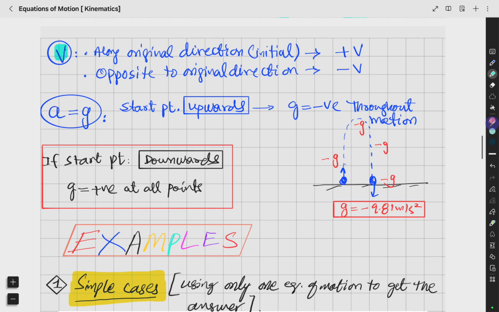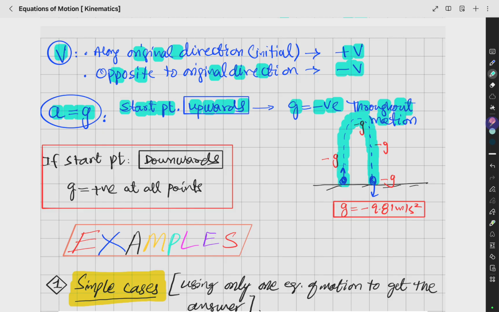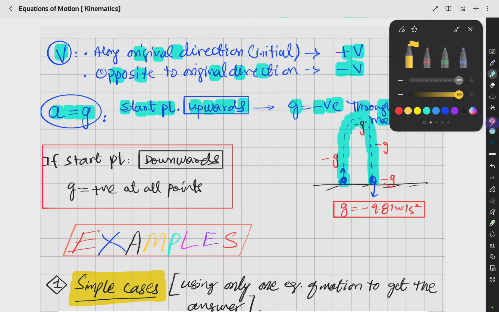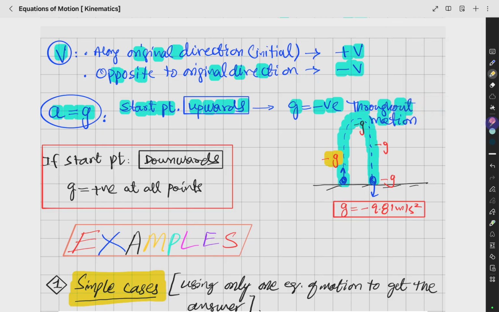About velocity, it's simple. Along the original direction, velocity is positive, and opposite to the original direction, velocity is taken as negative. For acceleration, if the start point is upward, like you're throwing something upward, g will be negative throughout the motion. Let's say you're throwing something upward, it is going upward, staying at the highest point momentarily, then coming back towards the ground. At all the points, acceleration will be negative. It will never be positive.